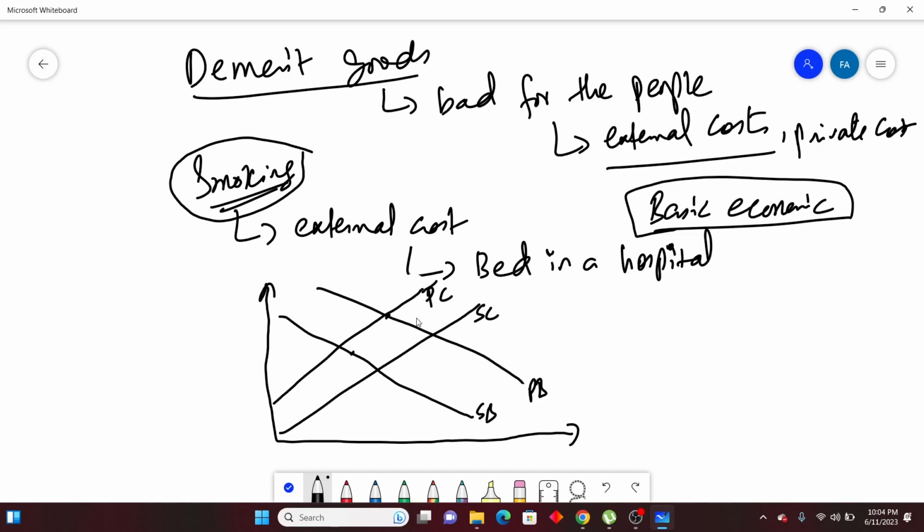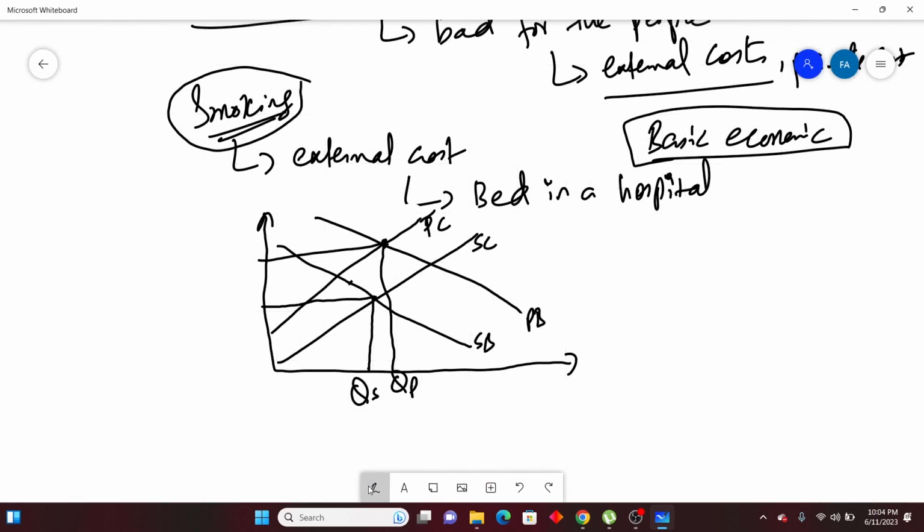So what happens? The private cost and the private benefit are over here. Okay, this should be done. But what is happening? We should be producing at this point, QS, but we are producing at the point of QP, which means there is more production. You can see this.